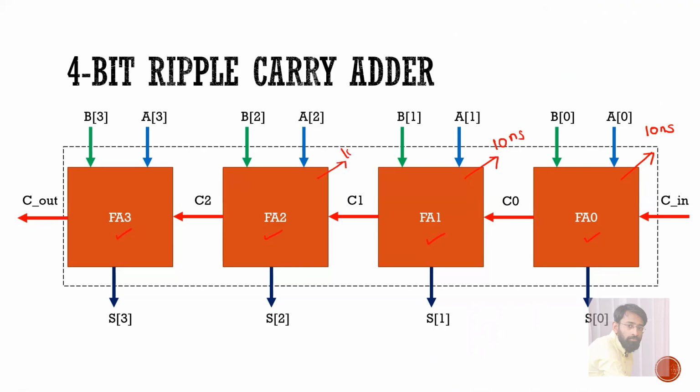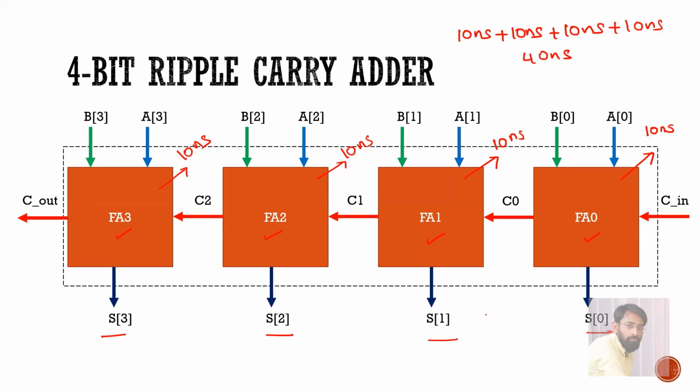This is also taking 10 nanoseconds of time, and FA3 is also taking 10 nanoseconds of time. So my question is, in order to get the entire output, which is nothing but the final sum, how much time will it take? Approximately it will take 10 nanoseconds plus 10 nanoseconds plus 10 nanoseconds plus 10 nanoseconds, which is nothing but 40 nanoseconds.